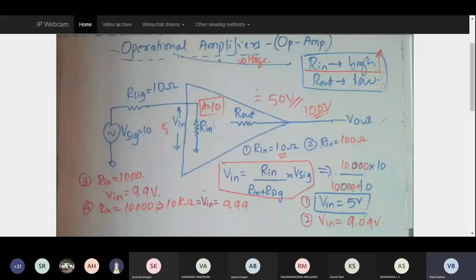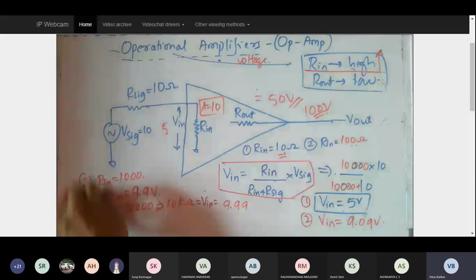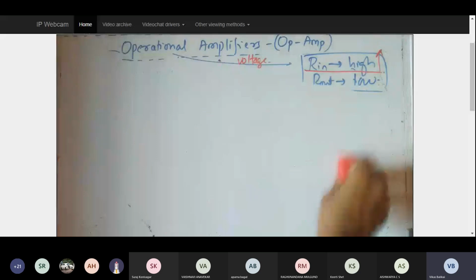Now let us consider the other scenario. Rout should be low, something like that. Some phenomenon will be happening at the output side. So let us try to understand why I should have output resistance to be low. Why should it be low, what happens if it is high? Let's try to draw that.